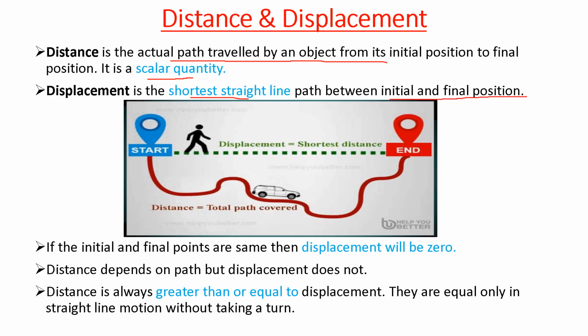Let's take an example. Suppose there are 2 points. This is point A and this is point B. There are two friends who need to reach point B from point A. One chooses the car and one chooses a shortcut path. The friend who chose the car has to travel along the road which is not a straight line, so he covered some distance. Say he covered 2 kilometers to reach point B from A.